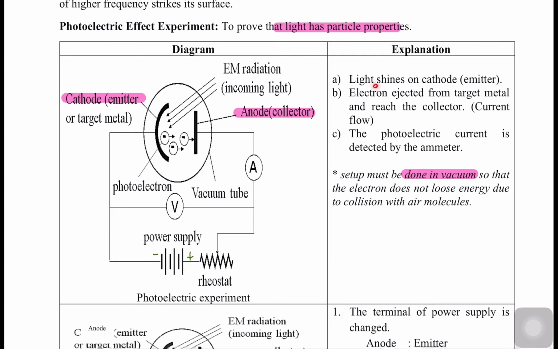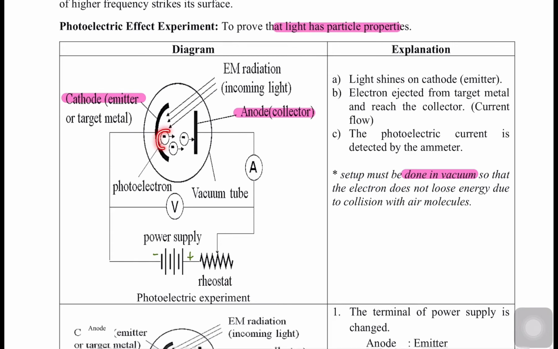Okay, so kalau explanation, light shines on the cathode. Electron ejected from the target metal and reach the collector, which is the anode. So, hence that is meant by the current flow. Therefore, the photoelectric current is detected by the ammeter. So, as I said, the setup must be done in vacuum so that the electron does not lose energy due to the collision of air molecules.